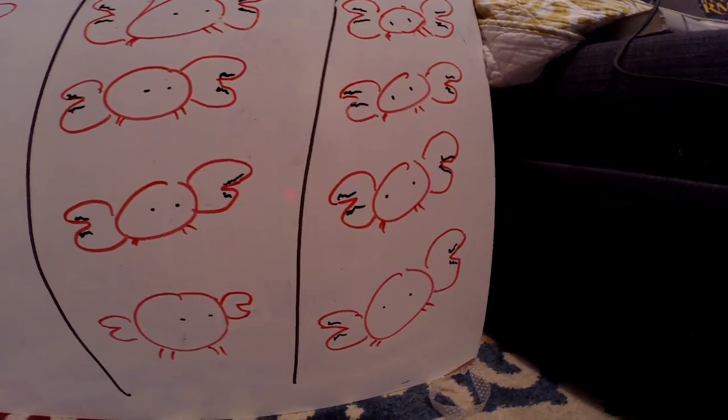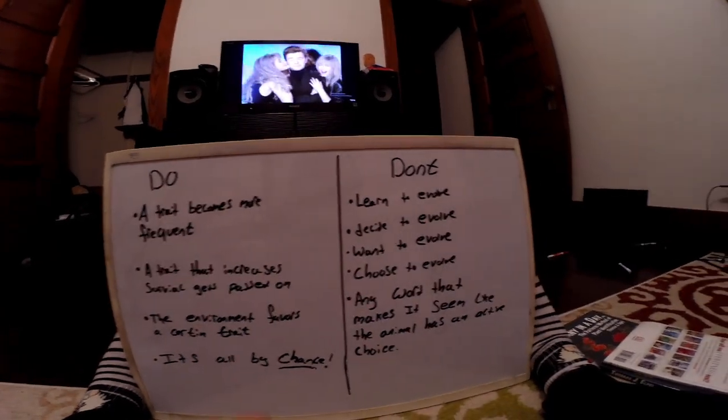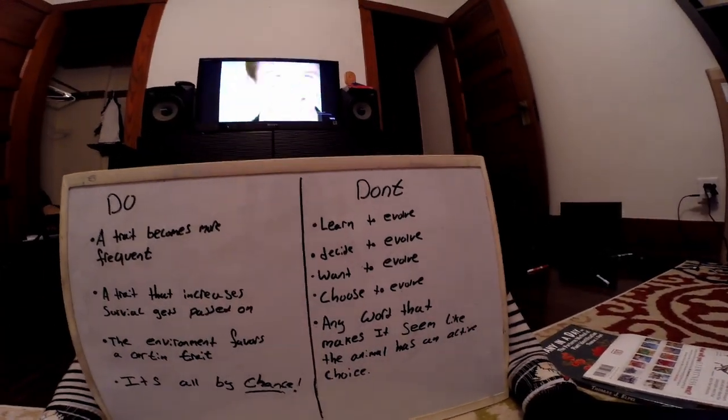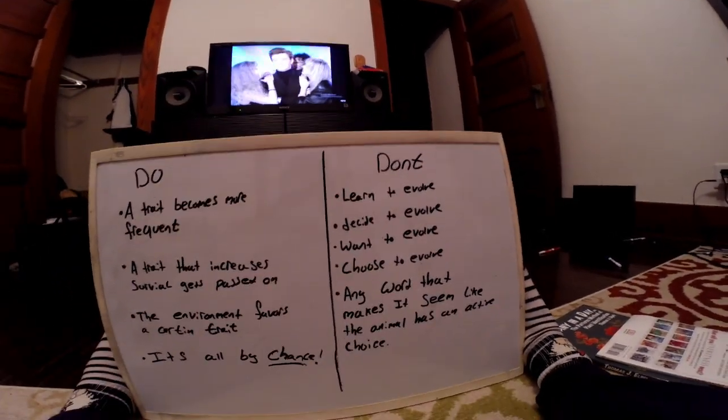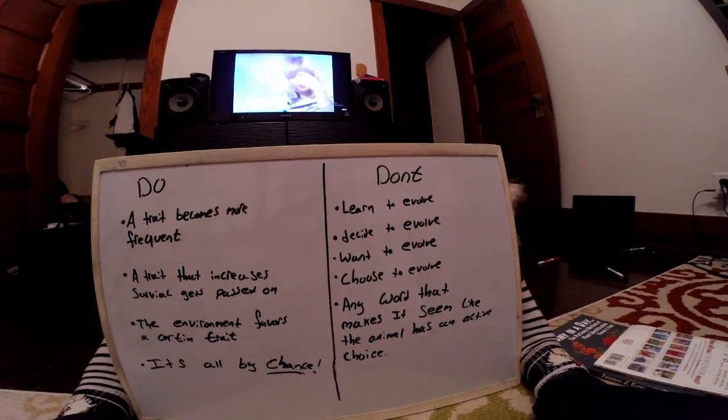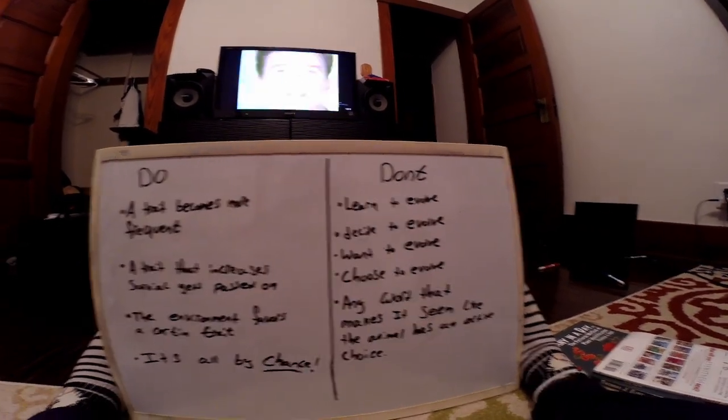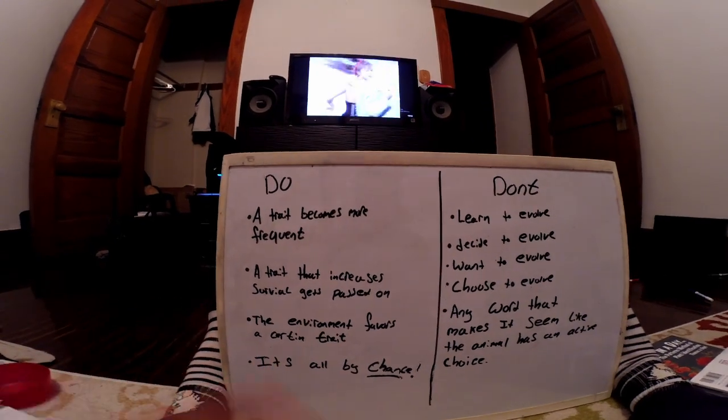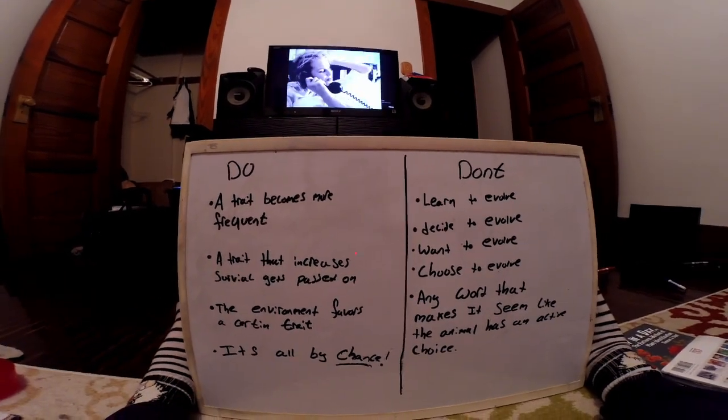So that's what evolution is. These are the do's and the don'ts when I want you guys to explain evolution, or how evolution happens, in your assignments. So we have the do's. A trait becomes more frequent. A trait that increases survival gets passed down.